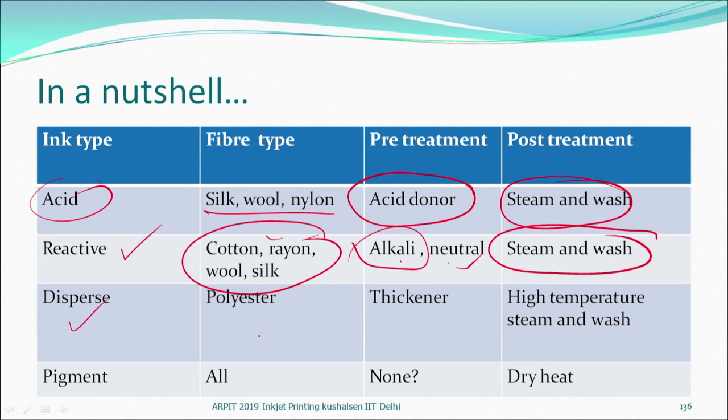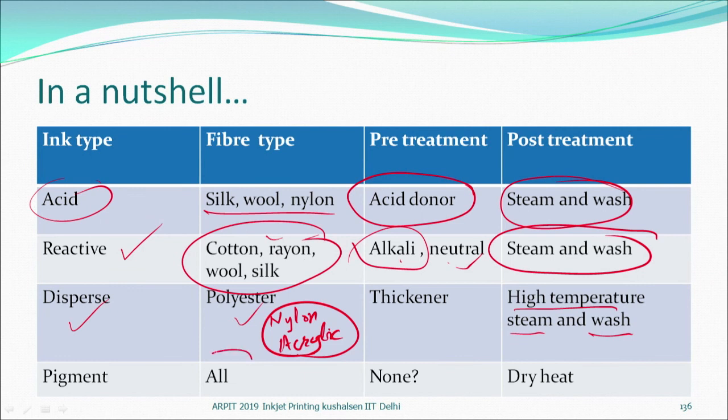Disperse dyes are obviously for polyester generally, but theoretically they can also be used for nylon or acrylics, but normally not used. Pre-treatment may be just a thickener to make sure there is a uniform surface, and high temperature steam and wash, or you can have thermosoling also and wash.